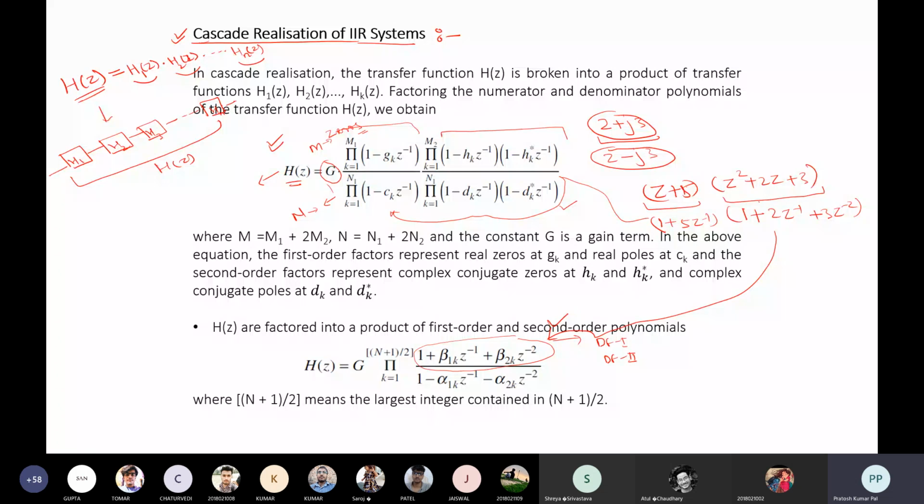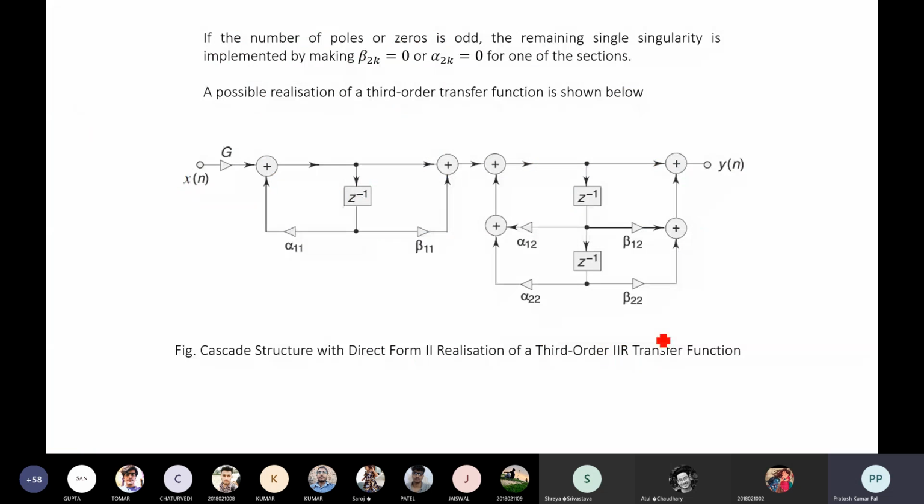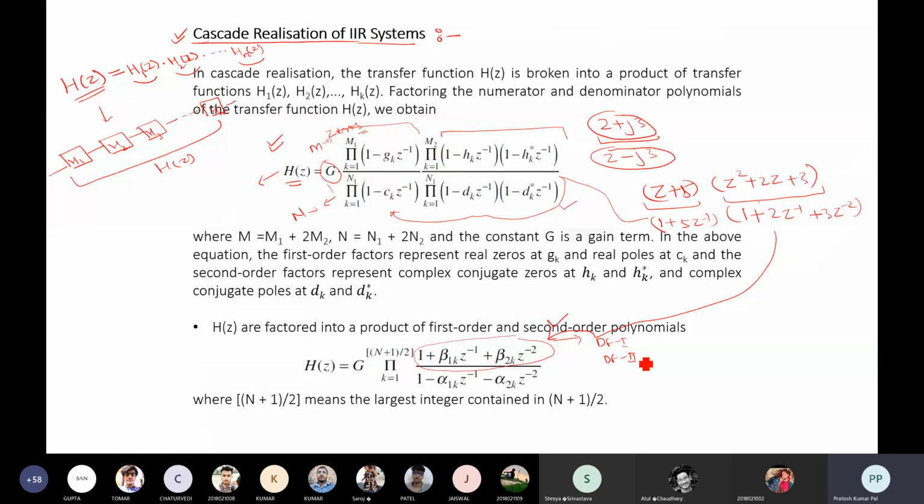This is just the theory part. In the previous slide, we have seen two types of systems: one is first order and one is second order. Mostly we will prefer the direct form 2 structure to represent, because it requires fewer hardware or fewer memory elements. So we will prefer to design the second order system in direct form 2 structure.